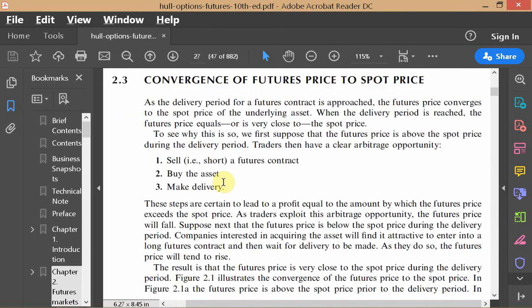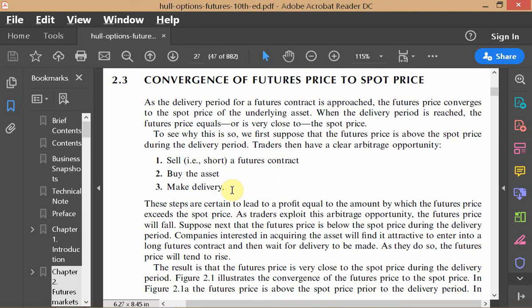What is the first example they've taken? The futures is above the spot price during the delivery period. So what happens? Or even very close to the first delivery date. Are you able to follow this? Because this is only true where you can deliver against the underlying contract. Even in the case of financial futures, the settlement will happen against the spot value, but here they have given the example for physical delivery contracts. Are you able to follow what he's saying here?